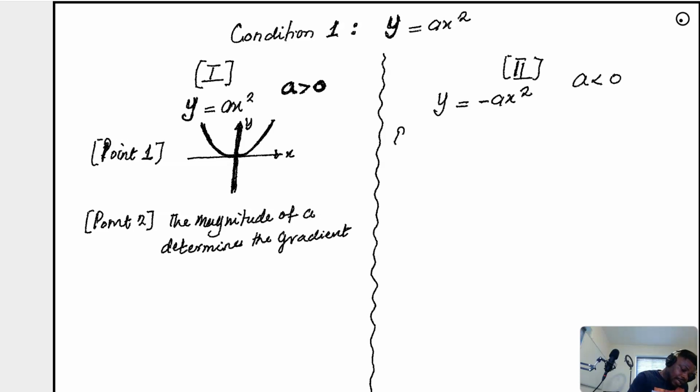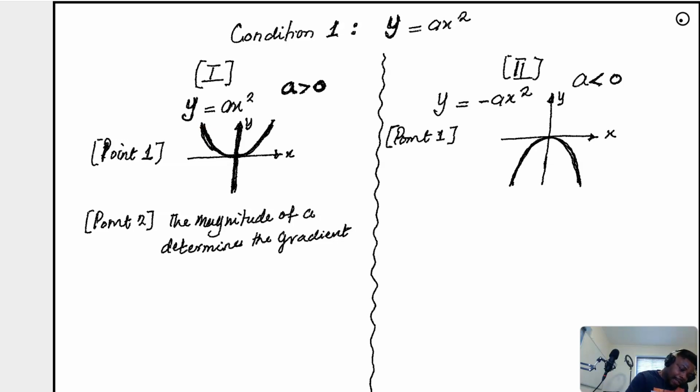Let's do the same on this side. Point one for this: a is less than 0. So it simply means the curve also is symmetrical on the y-axis. So it becomes this. You can see, it becomes this. So when a is greater than 0, it opens up. When it's less than 0, it closes.